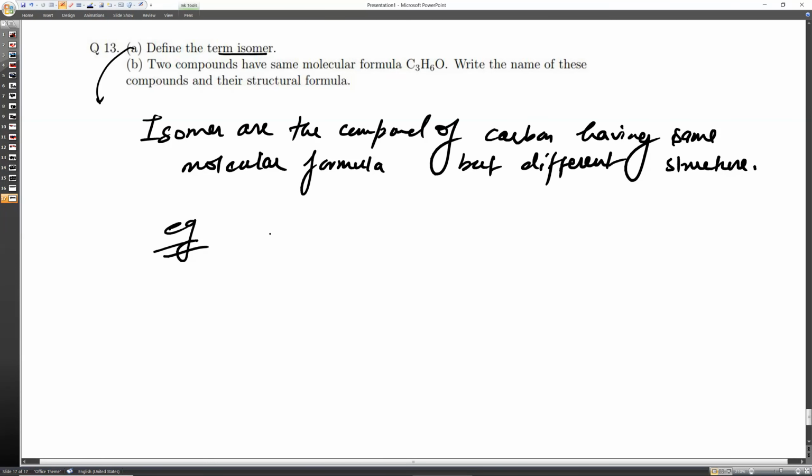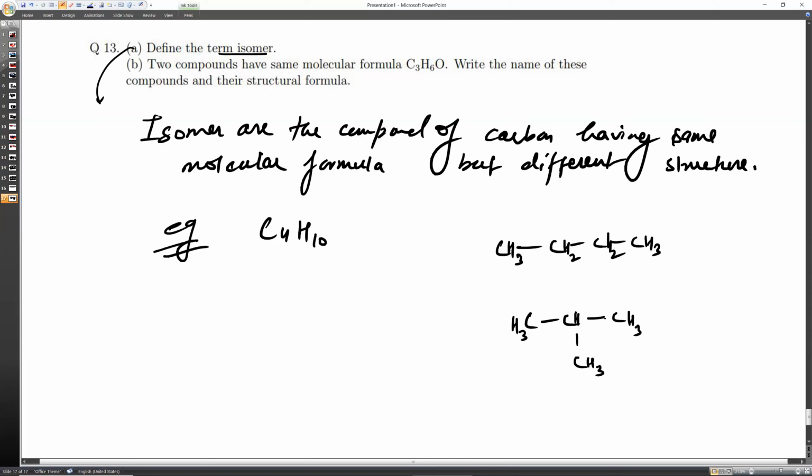So, for example, here you can check, if you write C4H10, okay. C4H10, this is butane. You can take the isomers of this one. You can simply draw the structure this way: CH3, CH2, CH2, CH3. And next, you can draw it this way. So give the example where it is possible, okay? So this is the isomers of butane.